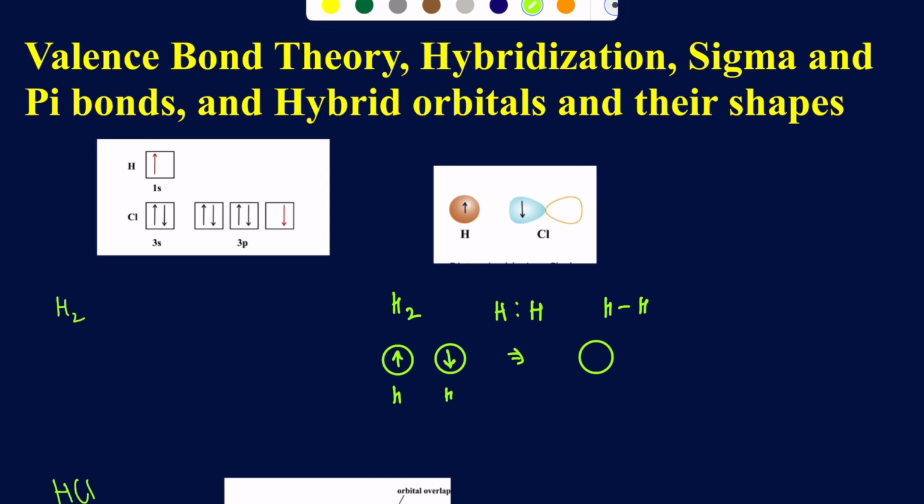So when they're overlapping, I'm going to have this guy, and I'm going to have another 1s orbital from the second hydrogen atom, and they're going to be overlapping. And while they are overlapping, you will see an area where the electron could possibly be. So this area right there, I could have made this a little bit bigger, but I'm just going to make it a little bit bigger here.